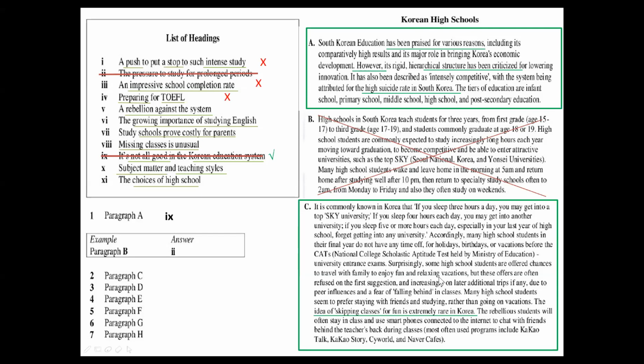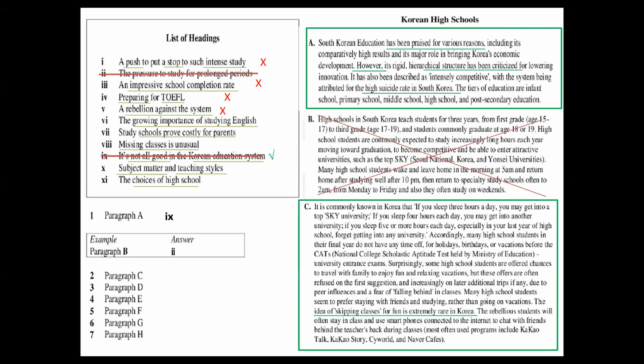Nah, sekarang di sini ada kata-kata di belakang. Seperti yang Mr. Anam sebutkan, rebellious students will often stay in class and use smartphones connected to the internet to chat with friends behind the teacher's back during classes. Oke, bahkan rebellious student pun tidak akan meninggalkan kelas, tapi tetap di kelas meskipun tidak memperhatikan apa yang dikatakan guru, dan menggunakan smartphone-nya untuk chat dengan temannya. So, rebellion against the system, based on this sentence, that's not the correct answer.